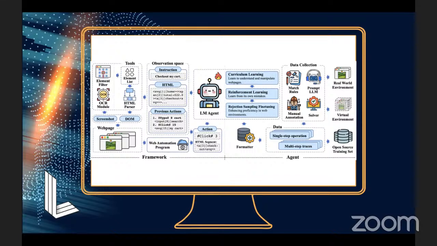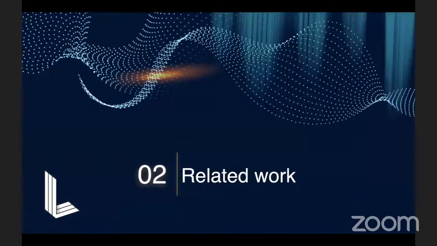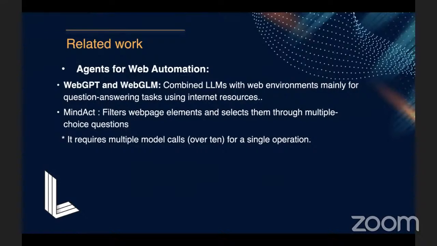And based on all this workflow, the model performs and produces better output. Coming next, we can see some related work done by prior agentic models. Some agents for web automation, we can say WebGPT and WebGLM, which is the same benchmark, the previous version of AutoWebGLM, which basically combines them. These are the prior models.